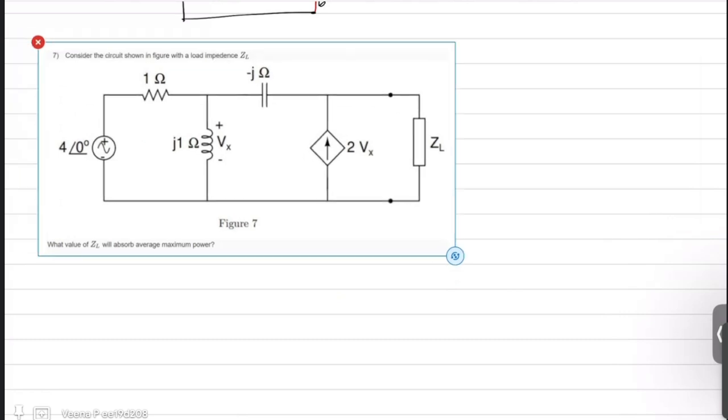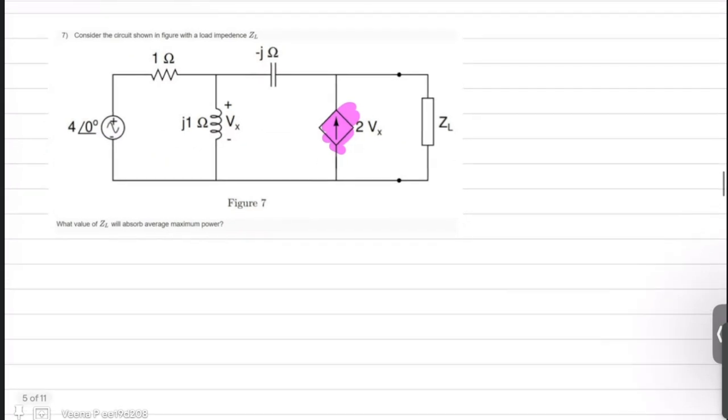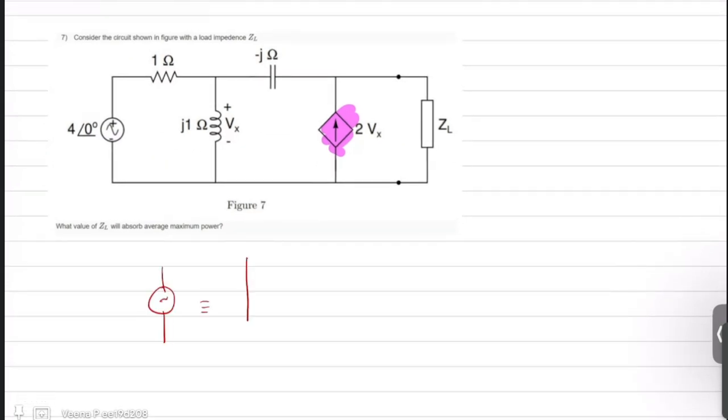Now the circuit has a dependent voltage source. If there is no dependent voltage source, only independent sources, then how can you find the Thevenin equivalent impedance? You just have to replace the independent sources with their internal impedance. That means the voltage source you can replace with a short circuit, and the current sources can be replaced with an open circuit. And while you are looking across the terminals, you just find out what is the equivalent impedance. But in this case, since a dependent source is present, you cannot apply this method.